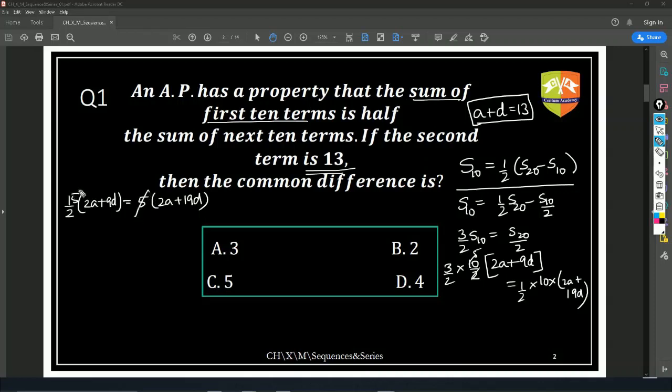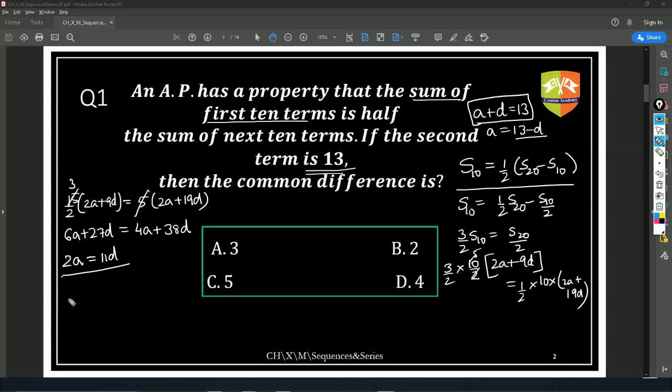So this 5 will be 3, and so hence it will be 6a plus 27d is equal to 4a plus 38d. Okay, and I know a is equal to 13 minus d, right? Or what you can do, you can simplify more. It is 2a, and what is this? 2a is equal to 11d. Get this one? What? Sneha, what happened?